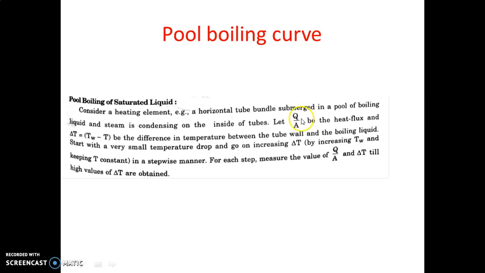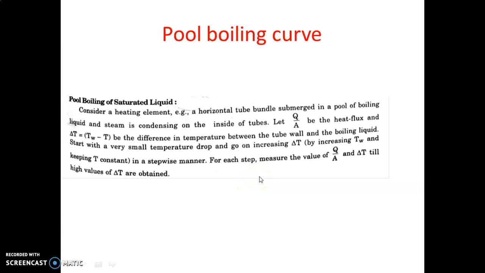And let Q by A, so what is meant by Q? Q is the rate of heat transfer and A is the area of that equipment or surface. That is called the heat flux. And delta T, as we already discussed, is TW minus TS. This is the temperature difference between the tube wall and the boiling liquid. We start with a small temperature drop, and then we go on increasing the delta T. Then we will obtain one curve.